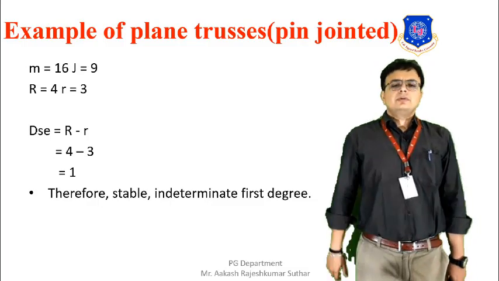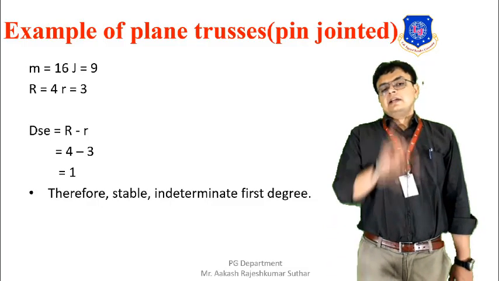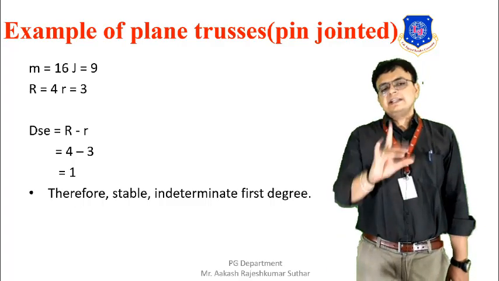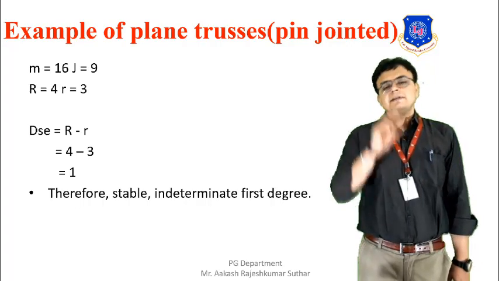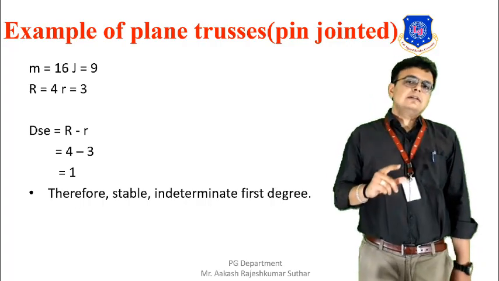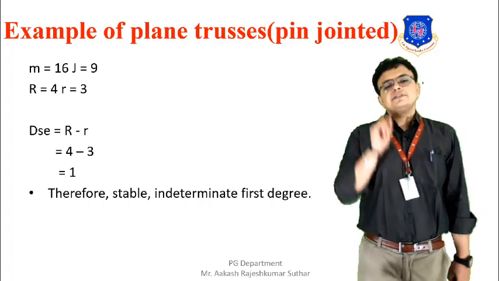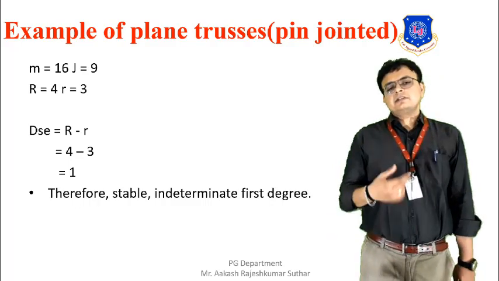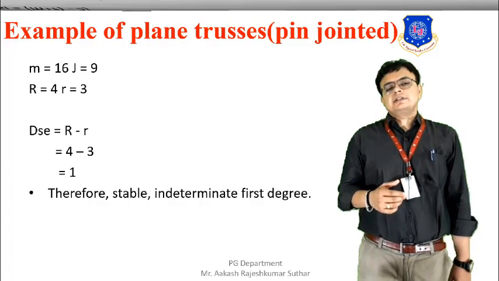So here the external static indeterminacy of the plane truss will be equal to capital R minus small r. It is 4 minus 3, that is equal to 1. Okay, so we can say that the structure is stable and indeterminate to the first degree.